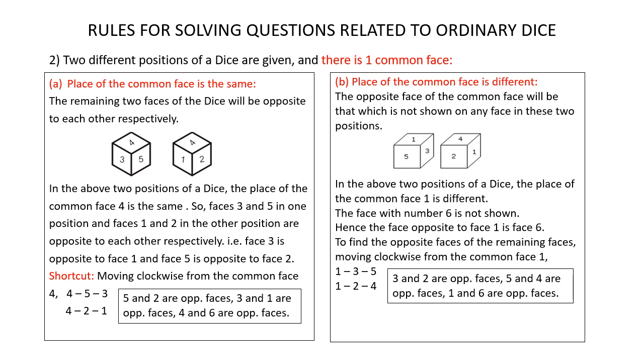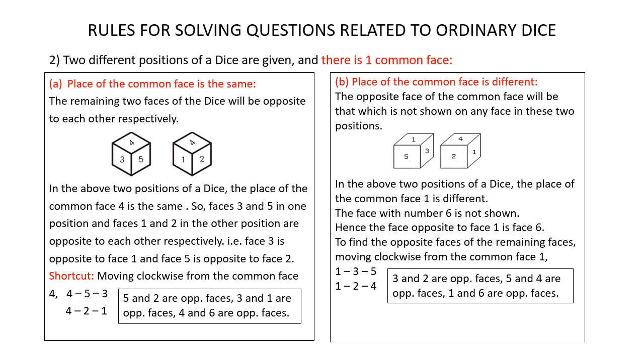Now let's find the opposite faces when the place of the common face is the same. Now when two different positions of a dice are given and there is one common face and the place of the common face is the same, then the remaining two faces of the dice will be opposite to each other respectively. Now let's understand this rule with the help of an example.